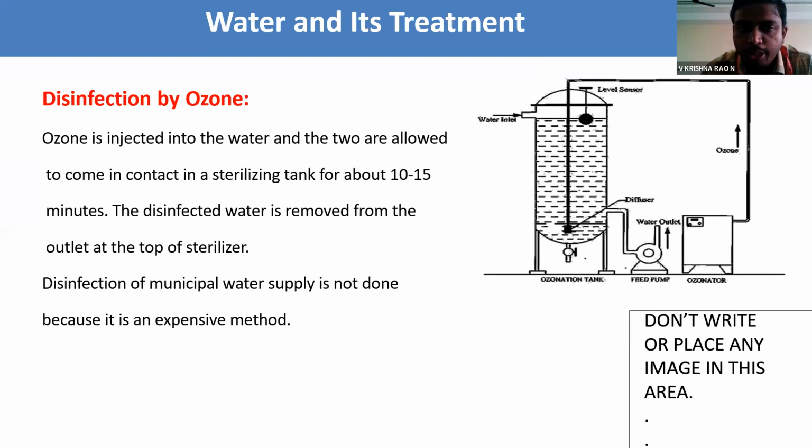Now, disinfection by ozone: how are we going to inject this ozone into the water? Ozone is injected into the water, and these two are allowed to come in contact in a sterilizing tank for about 10 to 15 minutes. The disinfected water is removed from the outlet at the top of the sterilizer.